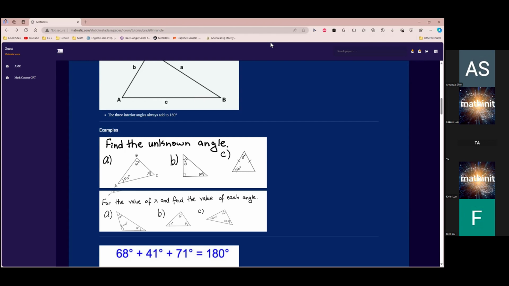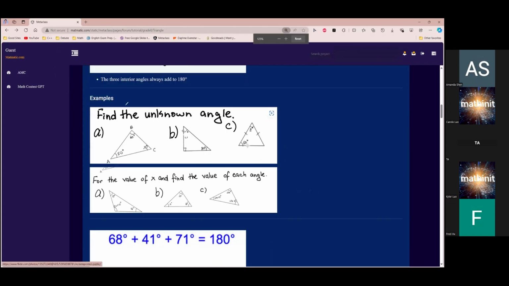Okay, so it's been 4 minutes. I'm just going to tell you the angles. For A, x equals 70 degrees. For B, y equals 60 degrees. And for C, the angle z is equal to 80 degrees.